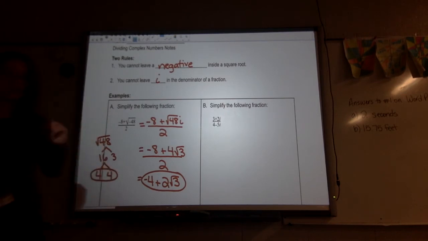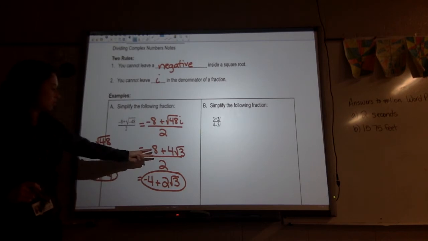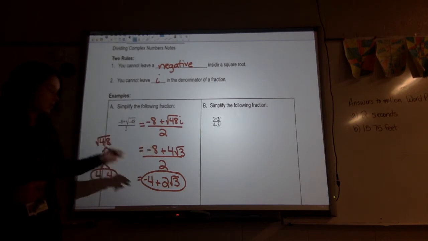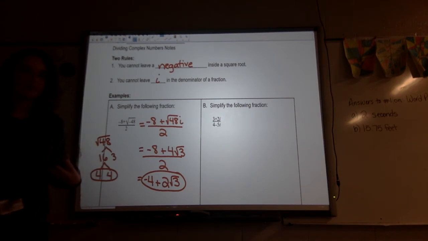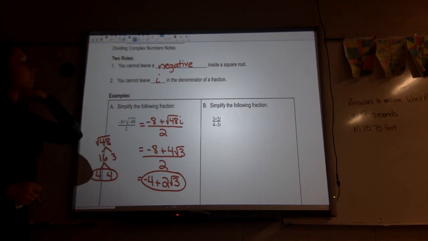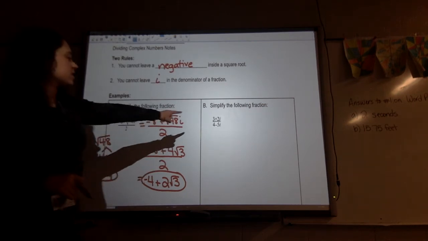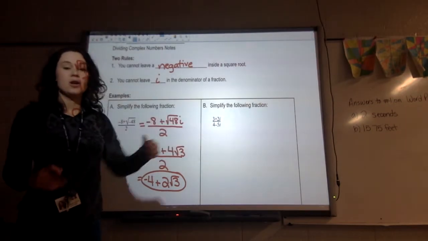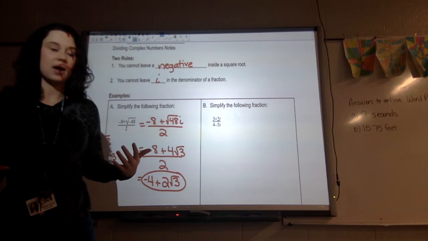And now I'm done. So step 1 was get rid of the negative. Step 2 was do my factor tree. Step 3 was reduce that fraction if I can. Sometimes you can and sometimes you can't. If I look at question B, I've got a completely different problem. There's no radicals, but there is an i in the bottom of the fraction. So somehow I've got to cancel out that i, and here's how I do that.